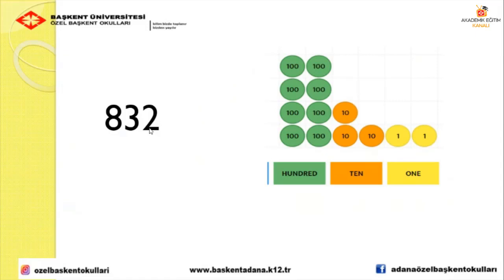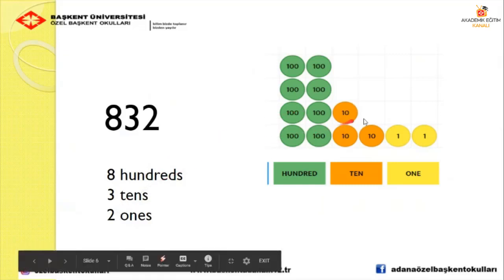Look at this number. Can you read it now? You are right. 832. Because there are 8 hundreds, 3 tens, and 2 ones in it.